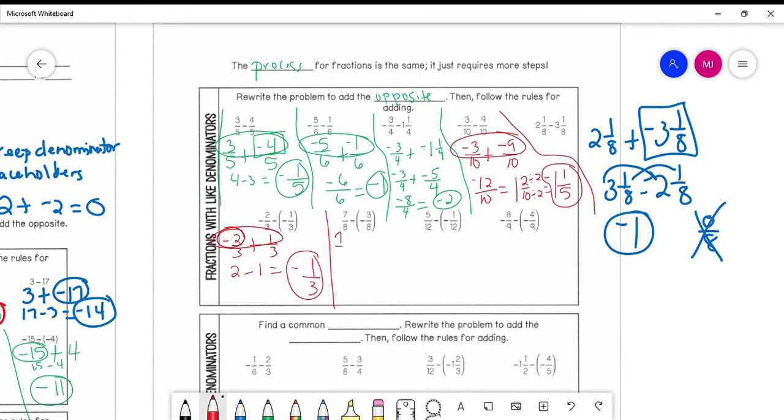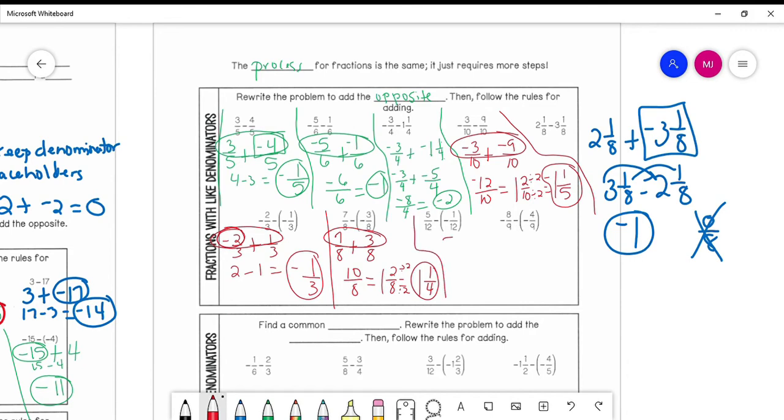Keep the first number. Add the opposite of negative 3/8, which is positive 3/8. Signs are the same, denominators are the same. Focus on the numerator. 7 plus 3 makes 10. That's improper. 8 goes into 10 one time. 10 minus 8 would be 2. And we can simplify because 2 and 8 are divisible by 2. 2 divided by 2 is 1. 8 divided by 2 is 4. And both of our signs were positive, so our answer is positive 1 1/4.